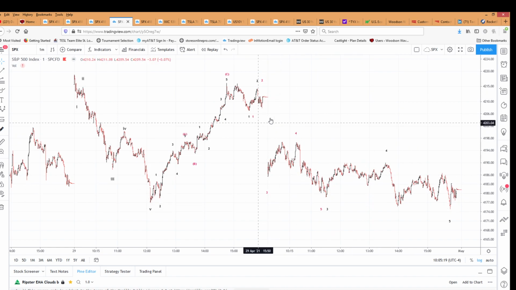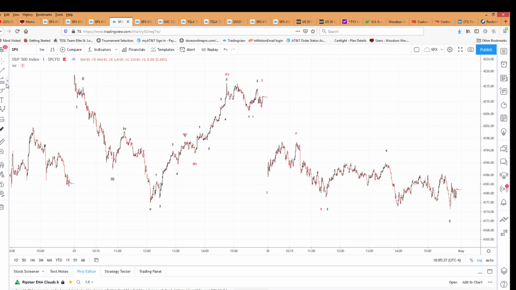I can count this two different ways, but this is where we either got 5 waves down and a correction up, or it's 5 here. This is really early in the pattern to see, and these things are tough on a 1-minute, but you can see we're going 5 down, correction up.